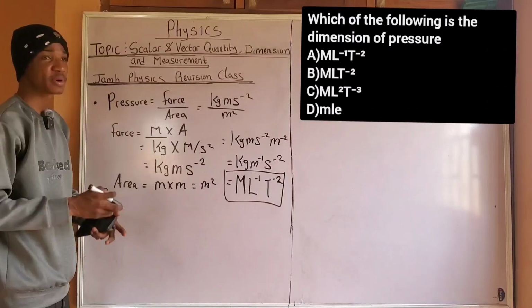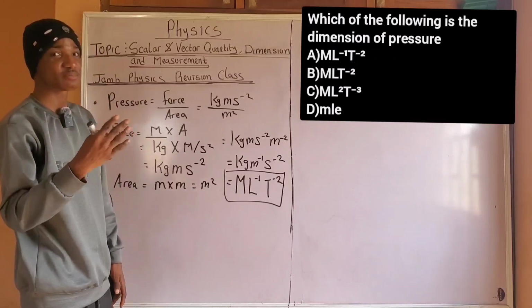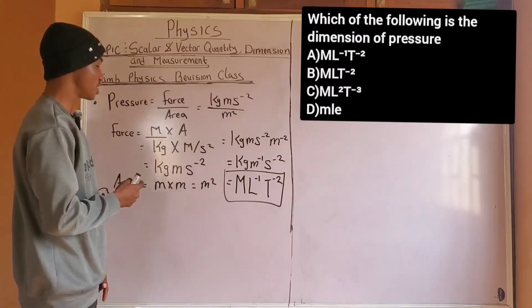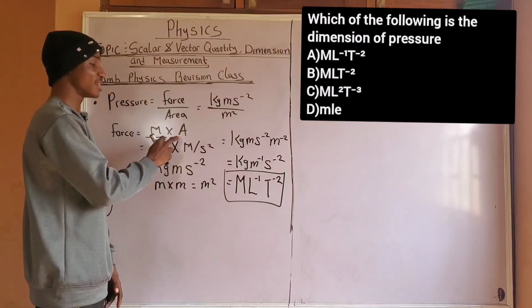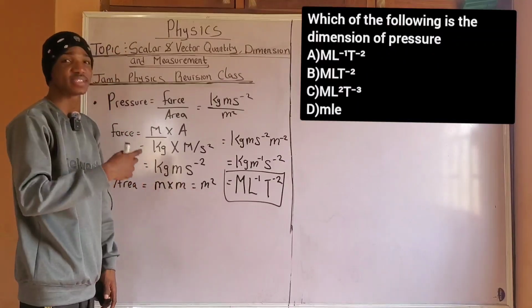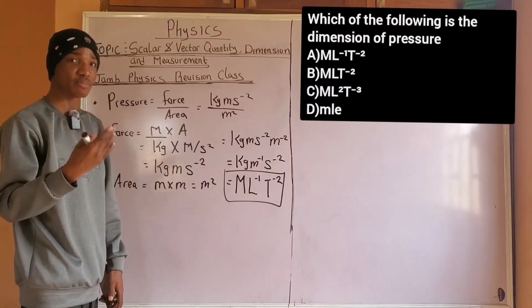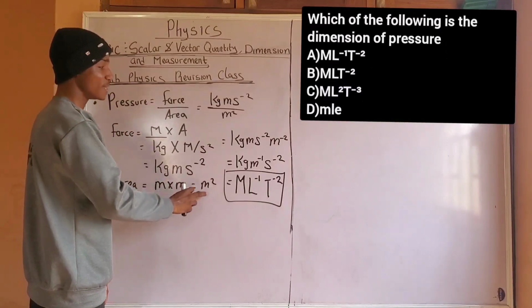Okay, you first remember the formula. The formula for pressure is force over area, and force is what? Mass times acceleration. Mass is measured in kilograms, so I have kilogram here. Acceleration is what? Meter per second squared. So I have this. Now area is length times breadth, and length is measured in meter. Likewise, breadth is also measured in meter. So meter times meter will give me meter squared.